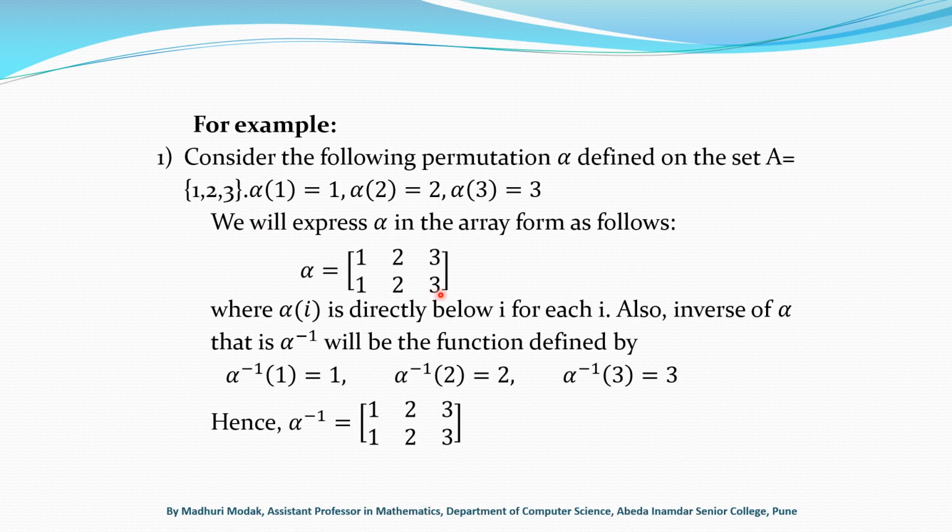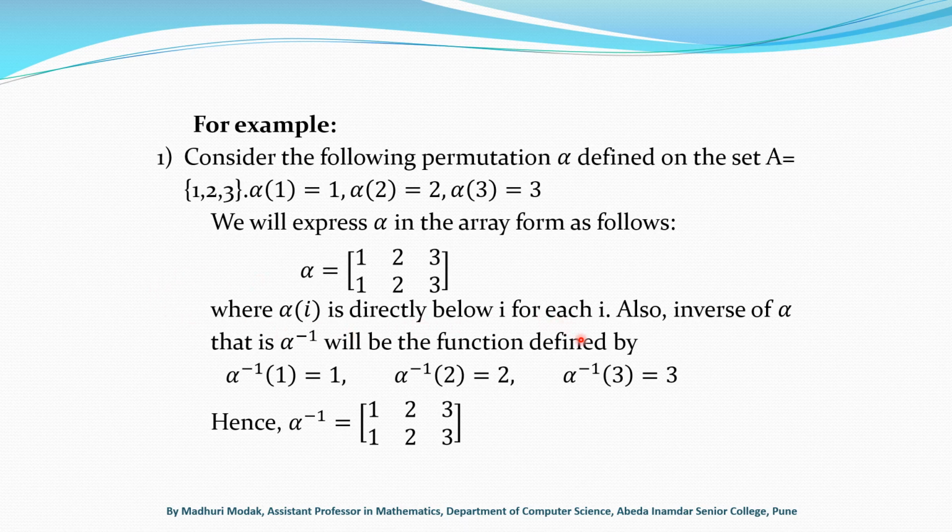Now we can express alpha in the form of an array as follows. The domain elements are 1, 2, 3, so we write them in the first row. And below that, in the second row, we write their images. So the image of 1 is 1, so we write it in the second row below 1. The image of 2 is 2, so we write it below 2. And the image of 3 is 3, so we write it in the second row. So alpha(i) is directly below i for each i.